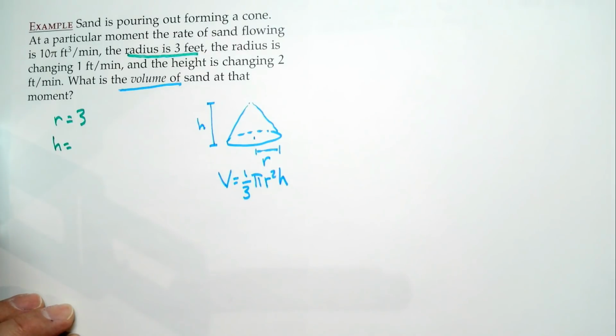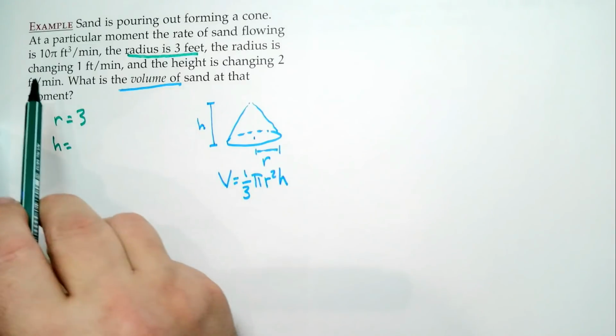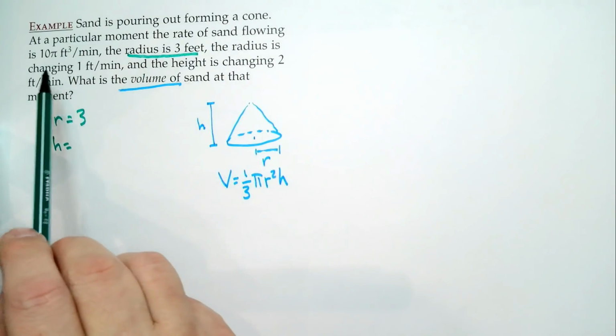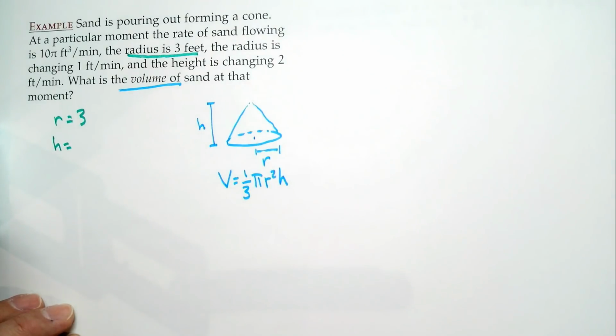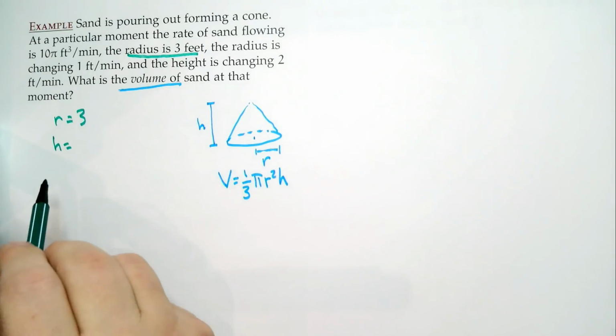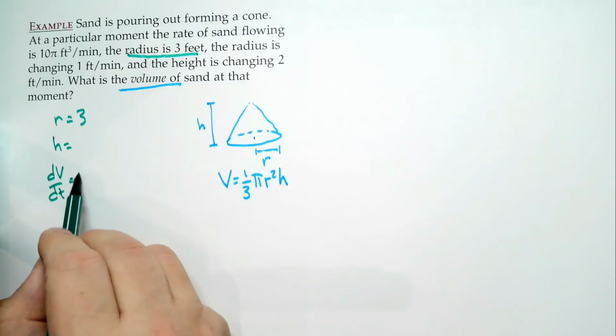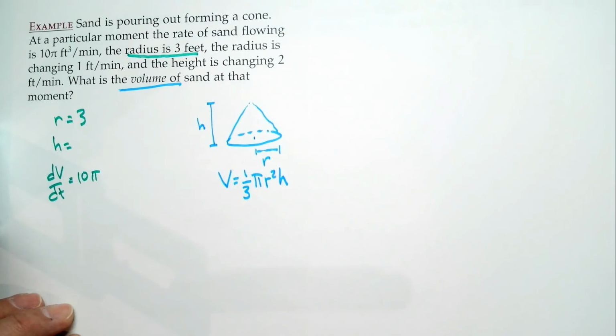What else do we know? So, because we have all these various numbers here, the rate of sand flowing is 10 pi cubic feet per minute. What is that? dV/dt. How is our volume changing? So we have a dV/dt. So dV/dt is equal to 10 pi. What else do we know?